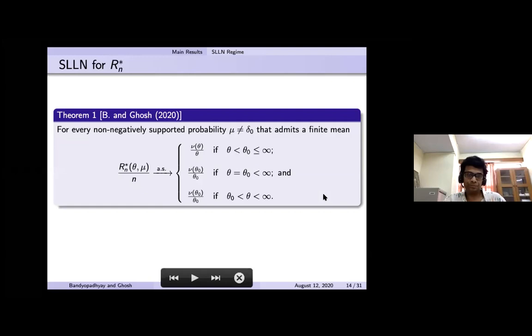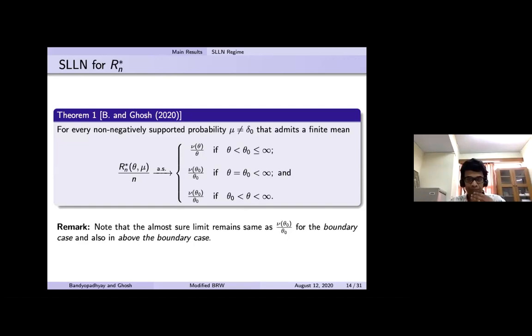Now our first result is essentially a result like Biggins'. If we look at our Rn star, then for any positively supported measure mu which is not delta zero, we have the same almost sure limit as n tends to infinity for Rn star by n. For the boundary case and above the boundary case, the limit is necessarily nu theta naught by theta naught, which is the answer for the classical branching random walk, proved by Biggins in 1976. However, for the below the boundary case, the answer may depend on the value of theta, and it need not only depend on the value of theta naught. It is nu theta by theta. But as long as we are on the boundary and above the boundary, the limit only depends on theta naught and not the value of theta. This is already quite interesting. So that's the remark I made here.